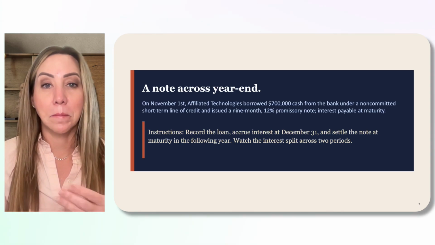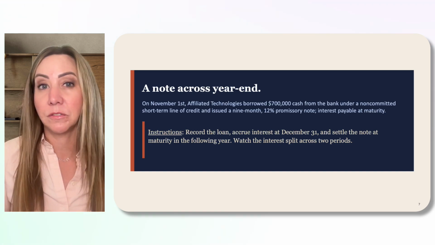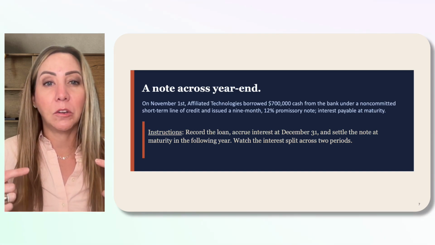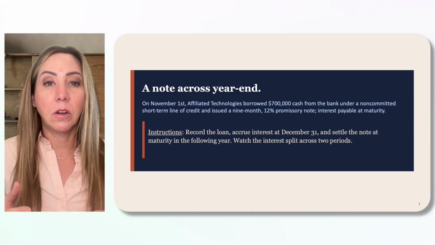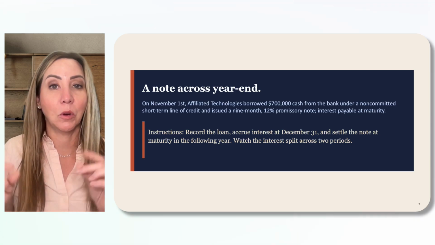We only borrowed the money for 9 months. And even though we don't have to pay the interest until August 1st of next year, it's December 31st now, and that means we need to run our financial reports. That calls for an adjusting entry to record the cost of borrowing this money for November and December of this year.